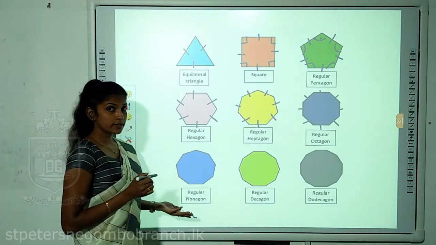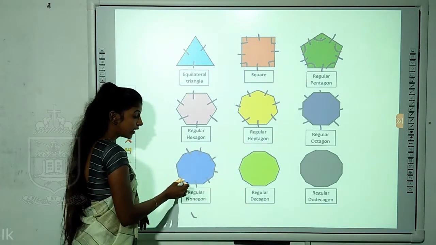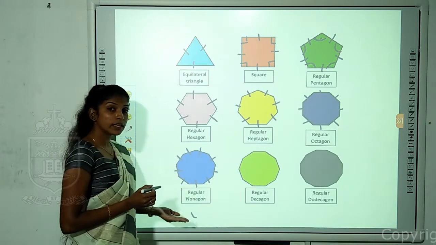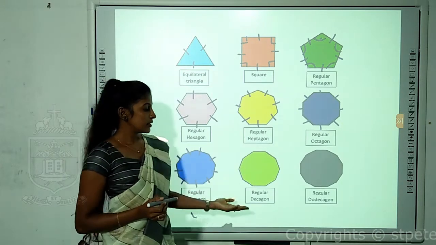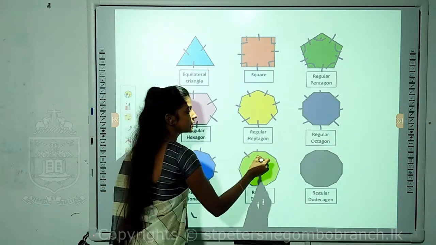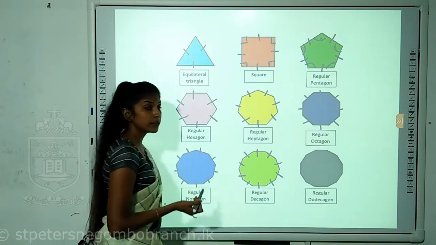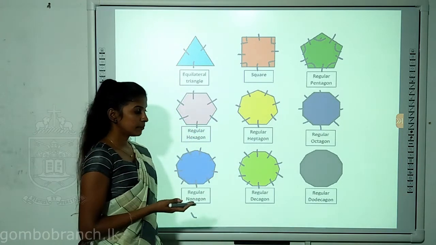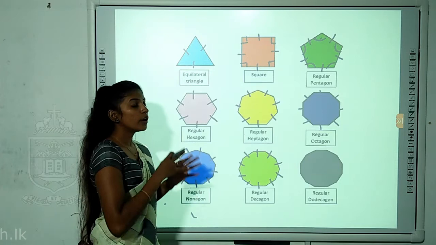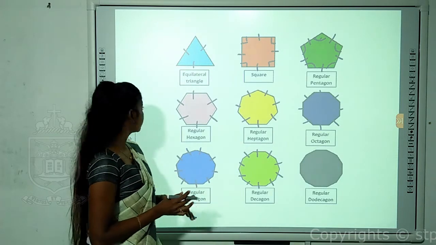Next, 9 sides is a nonagon. If all 9 are equal to each other and all angles are equal, we call it a regular nonagon. Right, decagon, that is 10 sides. If all 10 are equal, we call it a regular decagon. Last, if it has 12 sides, we give the name dodecagon. If all sides and angles are equal, we call it a regular dodecagon.